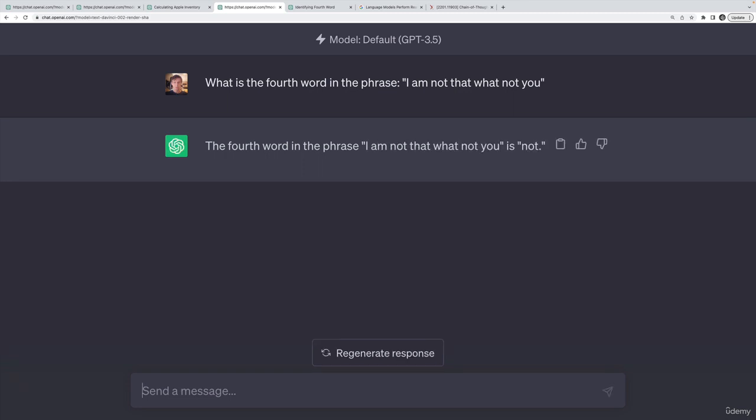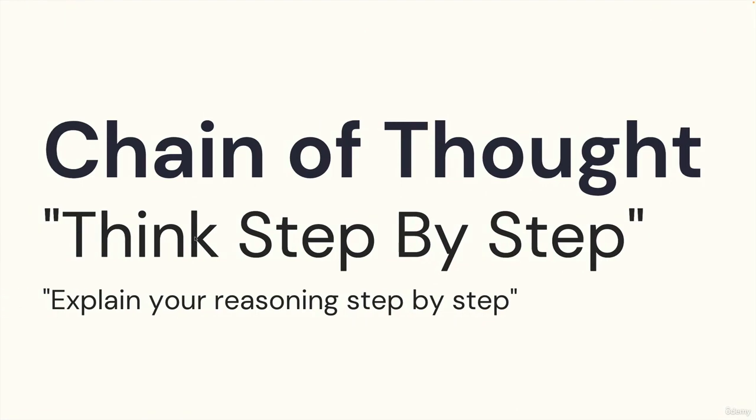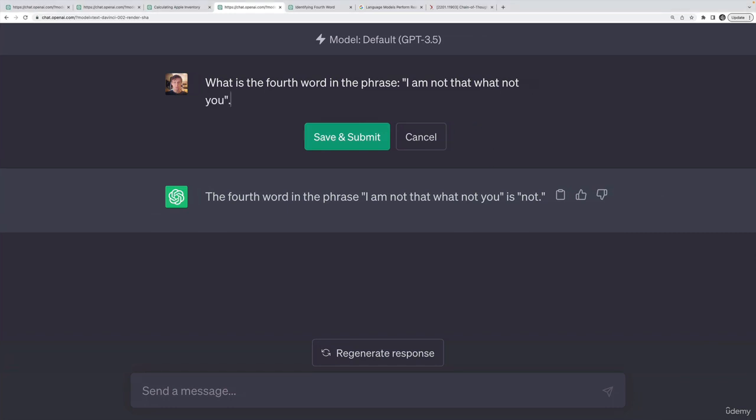And it didn't get it right. The 4th word in the phrase, I am not that, what, not you, is not. It's telling me the answer is not, which is not correct, right? That's the 3rd word in the phrase. So what I can do is simply add think step by step, explain your reasoning step by step, show me a chain of thought, and that should be enough to change the output and not only give me the right answer, but give me an explanation. So I'll just say think step by step.